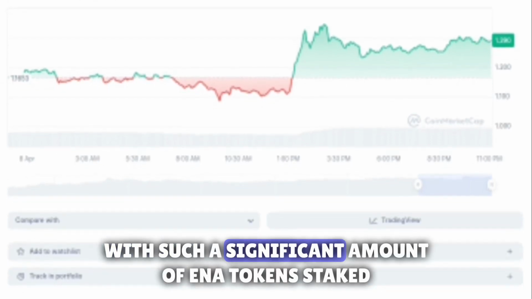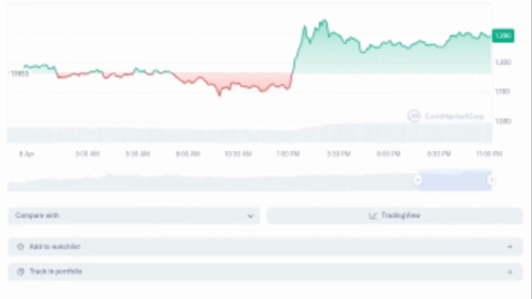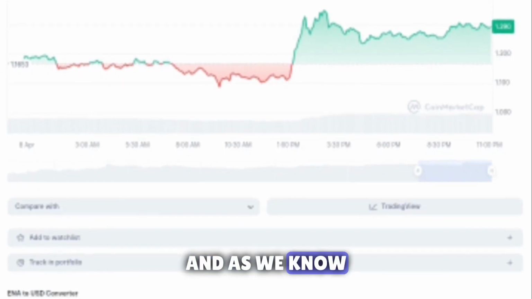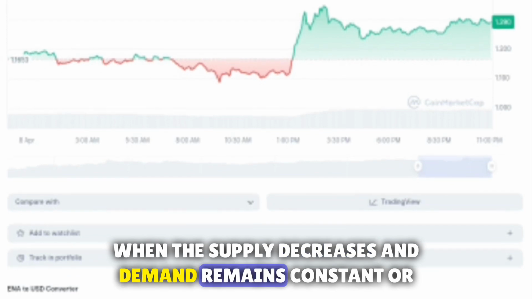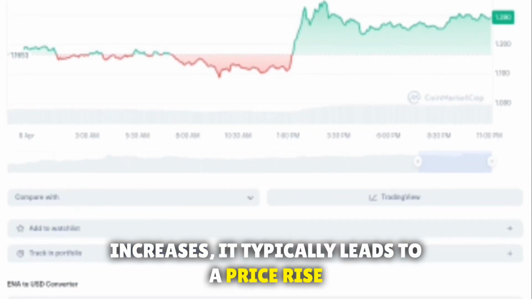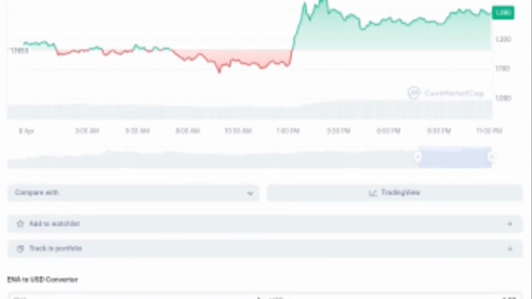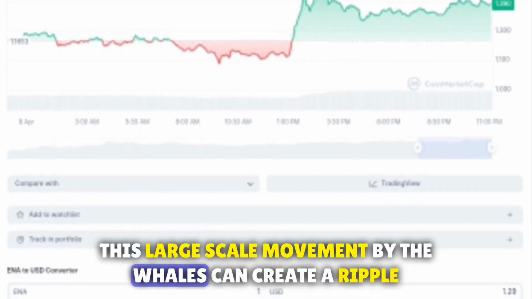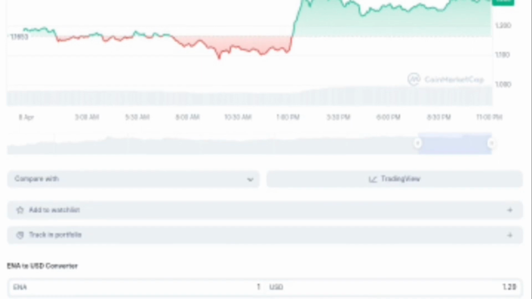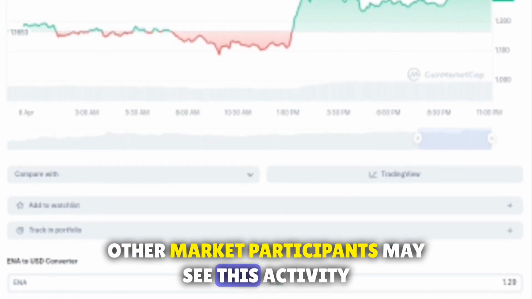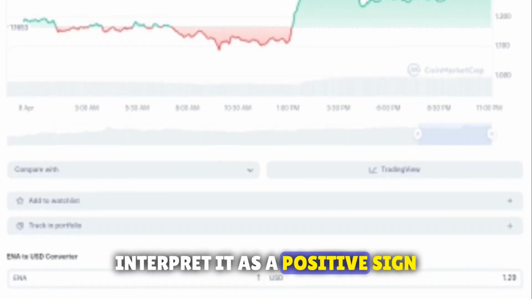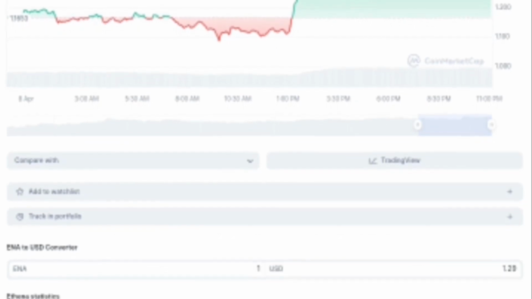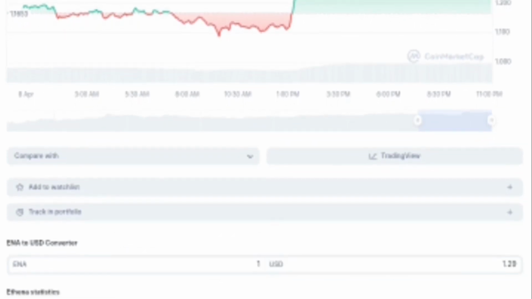With such a significant amount of ENA tokens staked, it reduces the circulating supply of the token. And as we know, when the supply decreases and demand remains constant or increases, it typically leads to a price rise. That's basic economics. This large-scale movement by the whales can create a ripple effect. Other market participants may see this activity, interpret it as a positive sign, and decide to buy or stake ENA tokens themselves, further driving up the price.